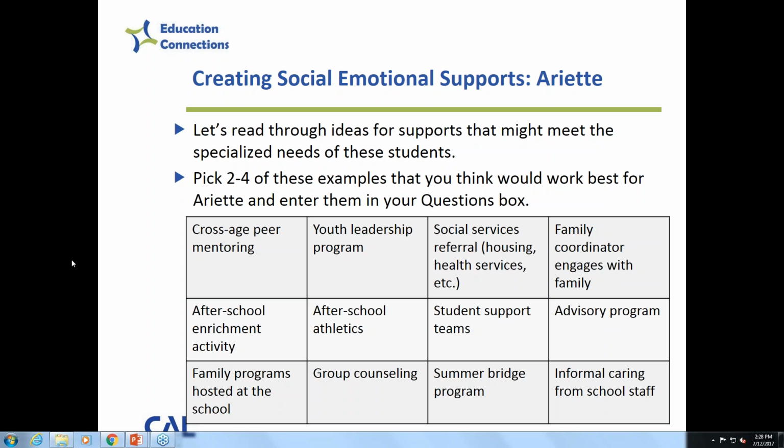There's the cross-age peer mentoring, youth leadership program, social services referral, like housing and health services, a family coordinator who engages with the family, an after-school enrichment activity, after-school athletics, student support teams, advisory programs, family programs hosted at the school, group counseling, a summer bridge program, a summer school program that would support her into the next year of school, informal caring from school staff. These are just suggestions, and please now, if you could type in two or three supports that you think might be appropriate for Ariette.